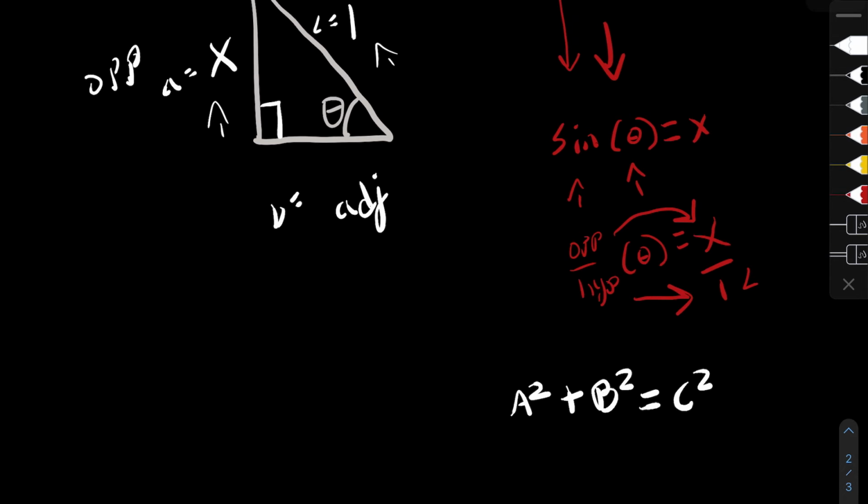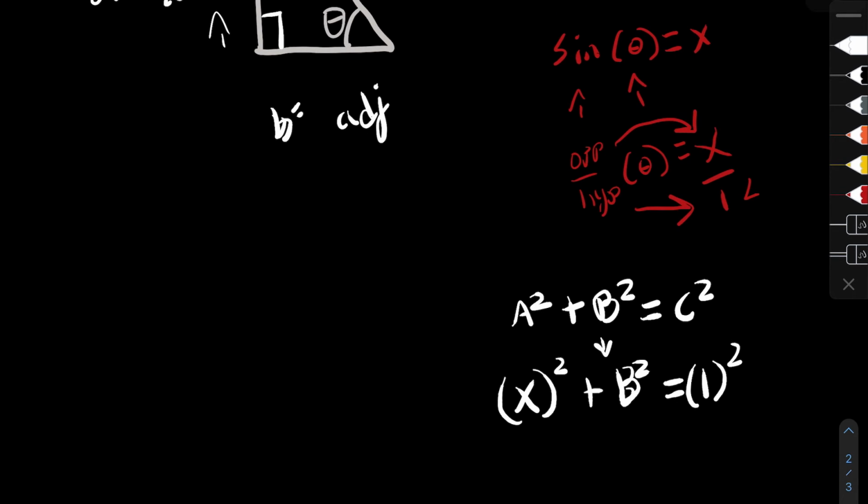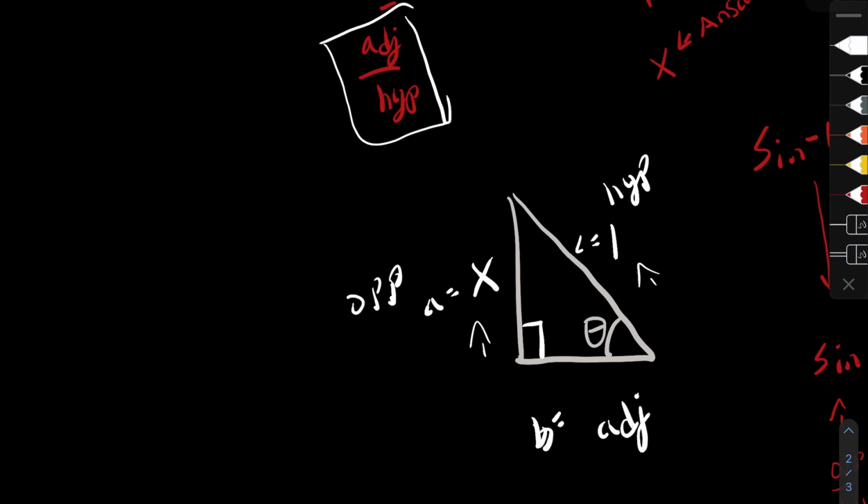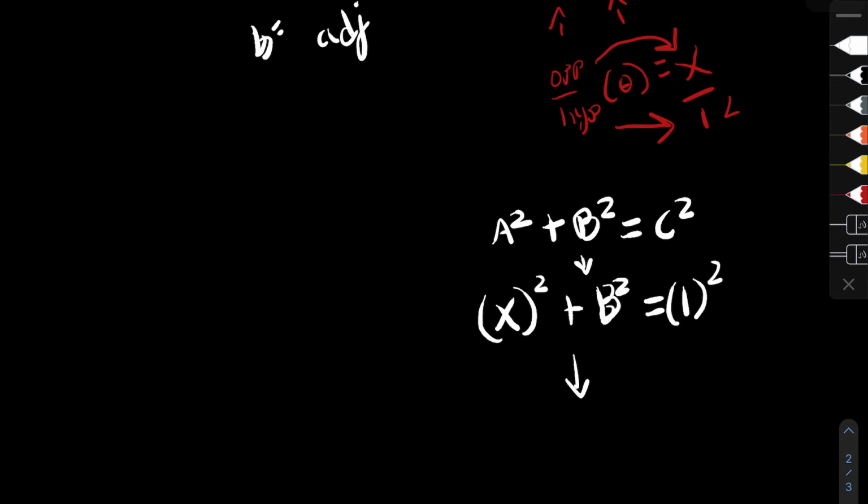Anyways, we know that our a value is x when we're squaring it. We don't know our b value, so we can just say b squared, and that equals c squared. We said c equals 1 here because our hypotenuse is 1, so we have 1 squared. Now remember, our objective is to solve for b since it's our adjacent and we need it when getting our cosine. Now we'll isolate the b value.